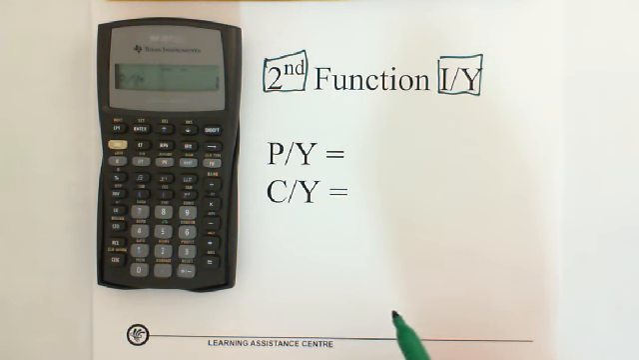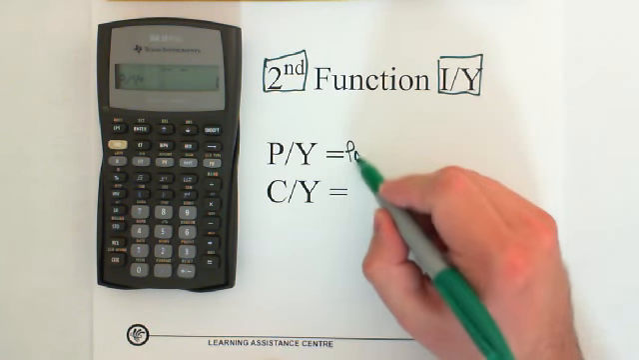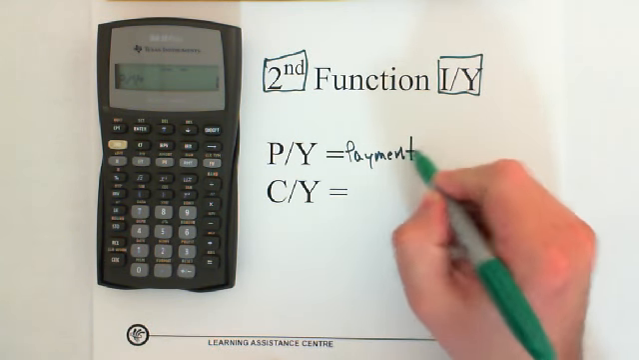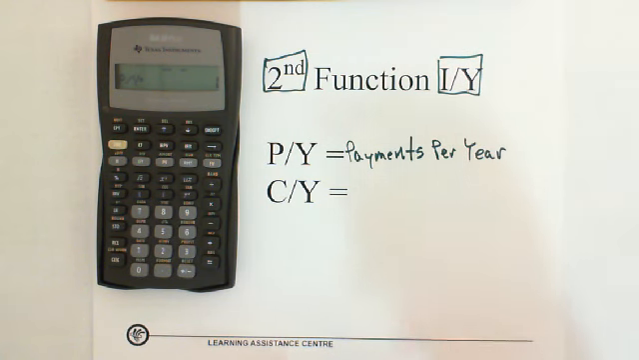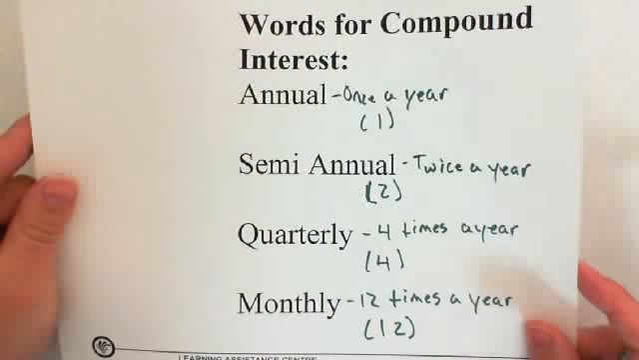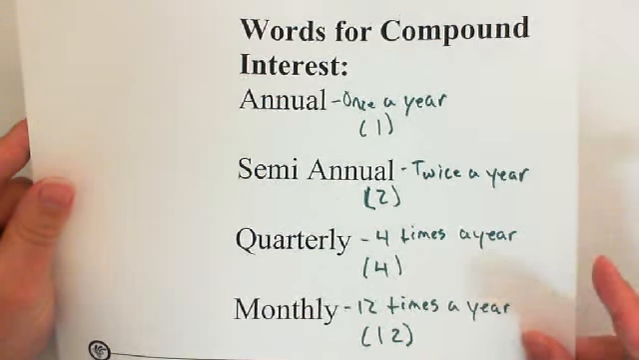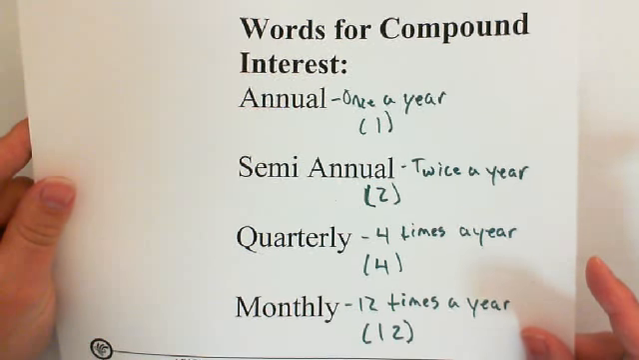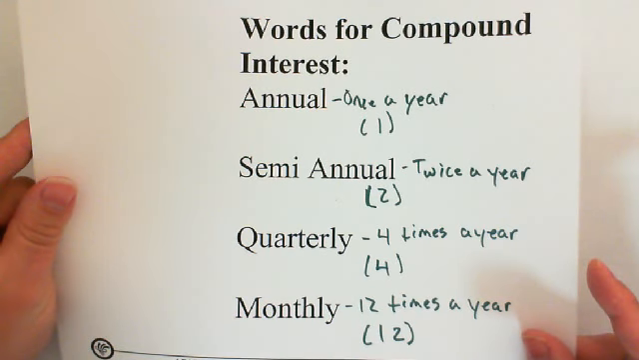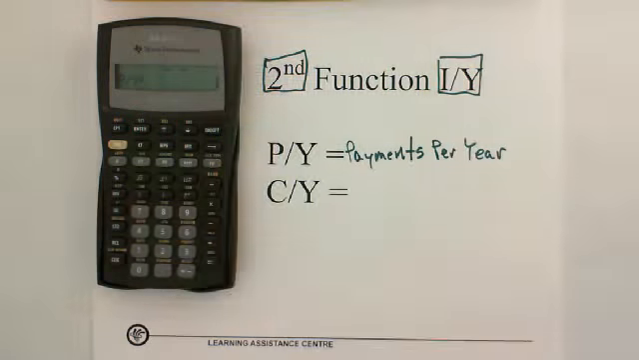First thing that comes up is PY, and this stands for payments per year. So how often do we make the payments? And the most common ones that we use are the annual, semi-annual, quarterly, and monthly. So then if we have payments in the question, this is how you're going to set the PY. It's either going to be annual, semi-annual, quarterly, or monthly.